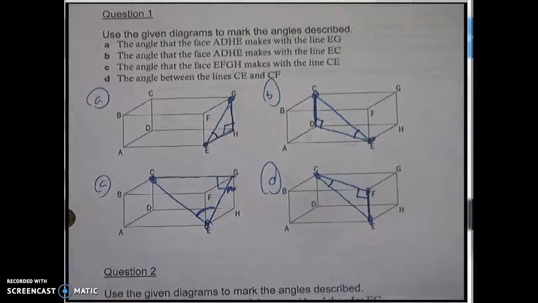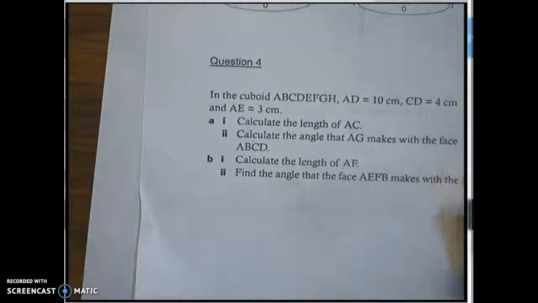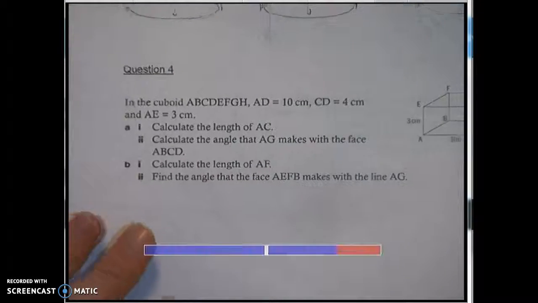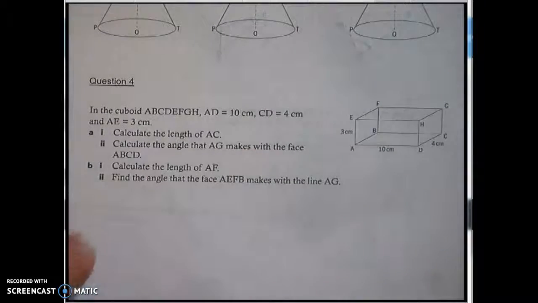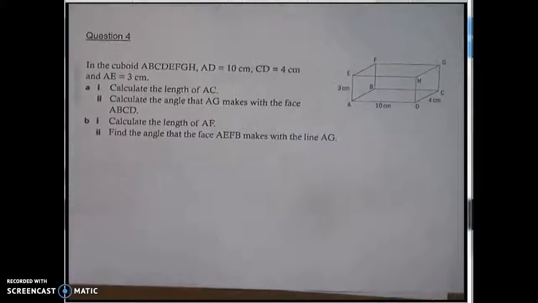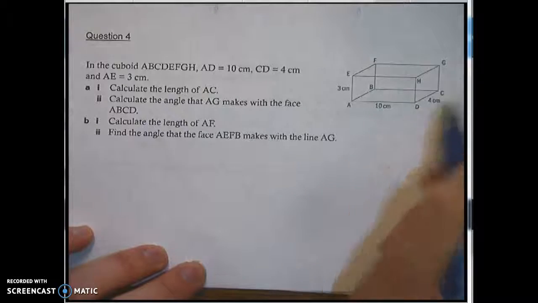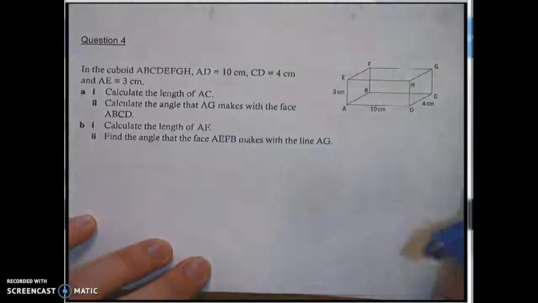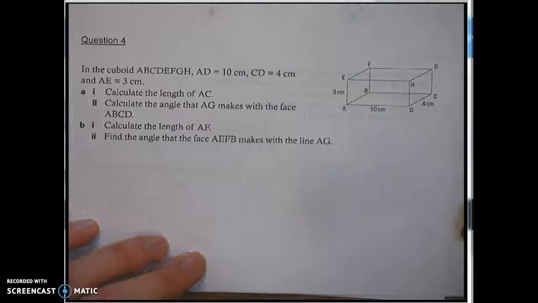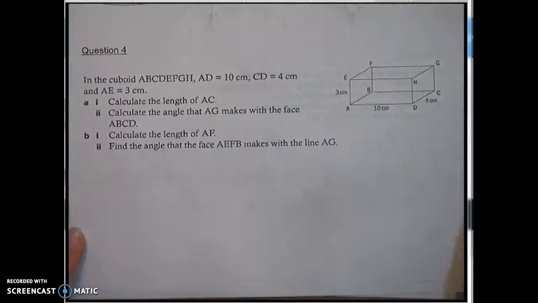That's drawing pictures, but we also have to do some math, like in question 4 here. We have a cuboid, which is just a rectangular prism. Cuboid is IB speak for rectangular prism. What we're trying to do here is, we are told that the length AD is 10, EA is 3, and DC is 4. We are trying to find the length of AC.